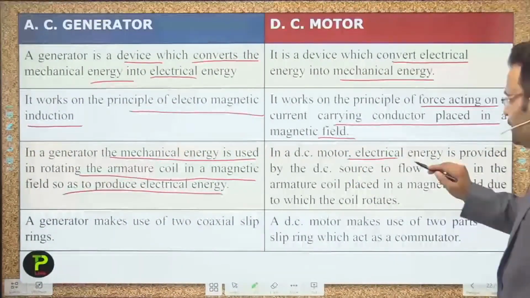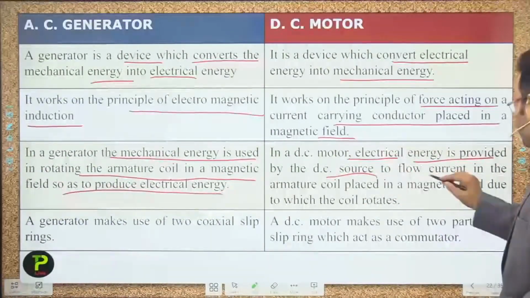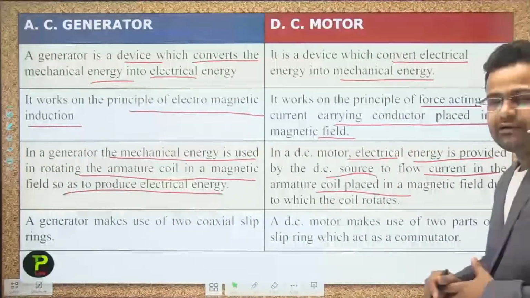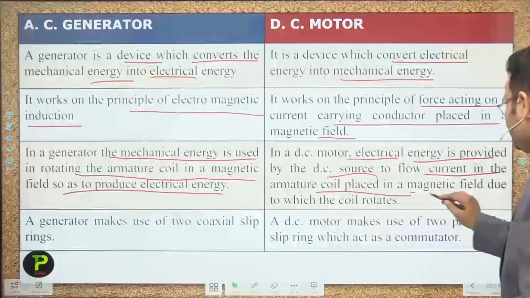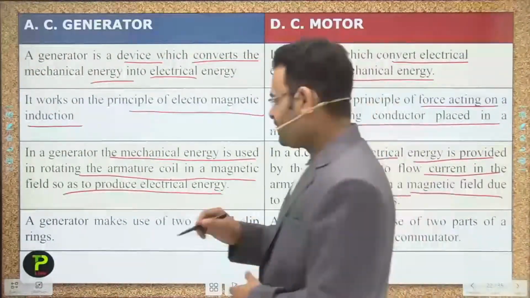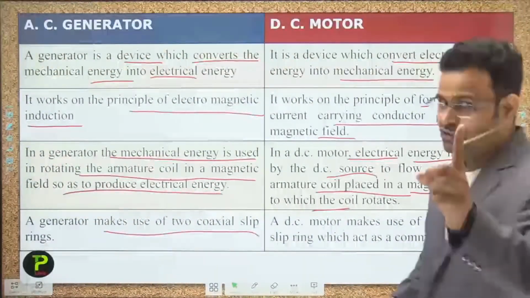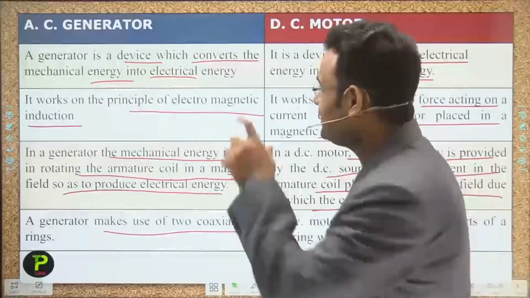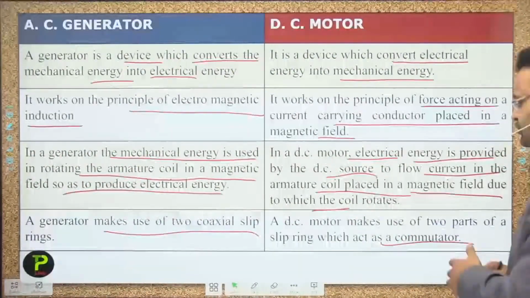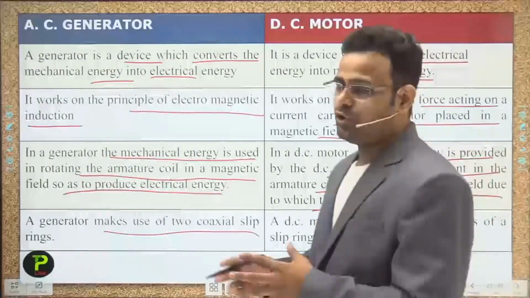In a DC motor, electrical energy is provided by a DC source and current flows in the armature coil, and when the current flows in the coil, it starts to rotate in the magnetic field and forces are applied. A generator makes use of slip rings. Most important point, guys: in a generator slip rings are used, in a motor a commutator is used. Okay guys, so our topic is complete.